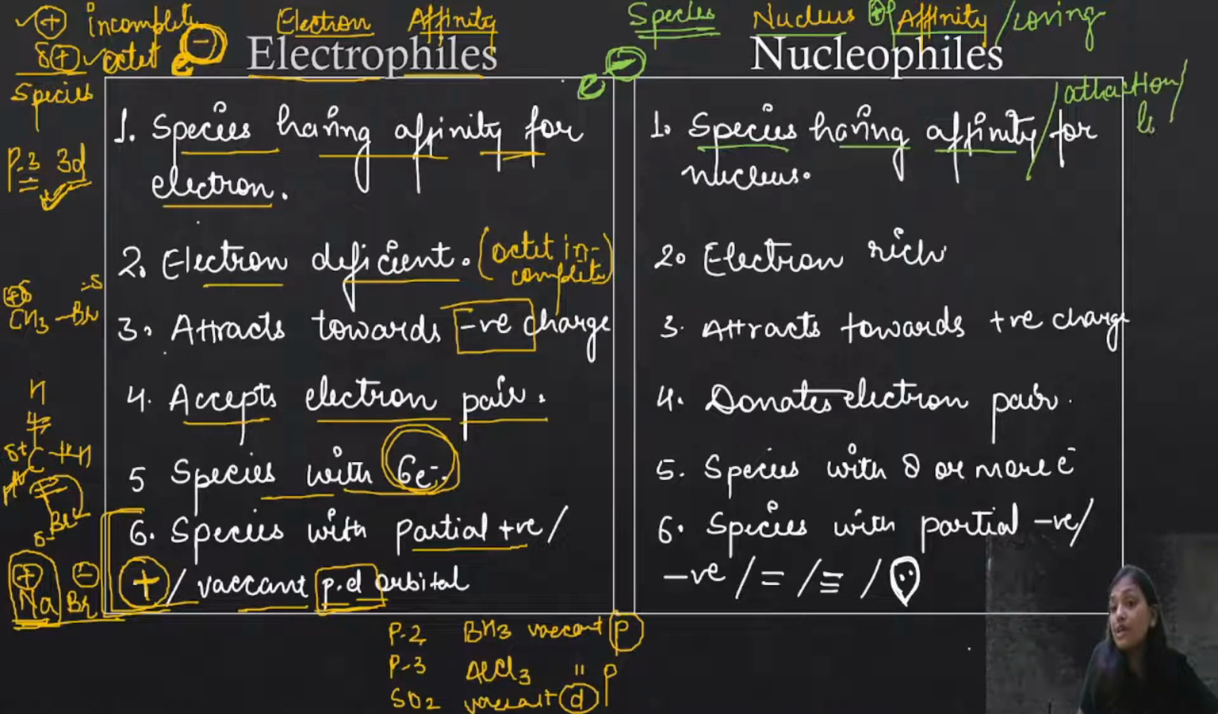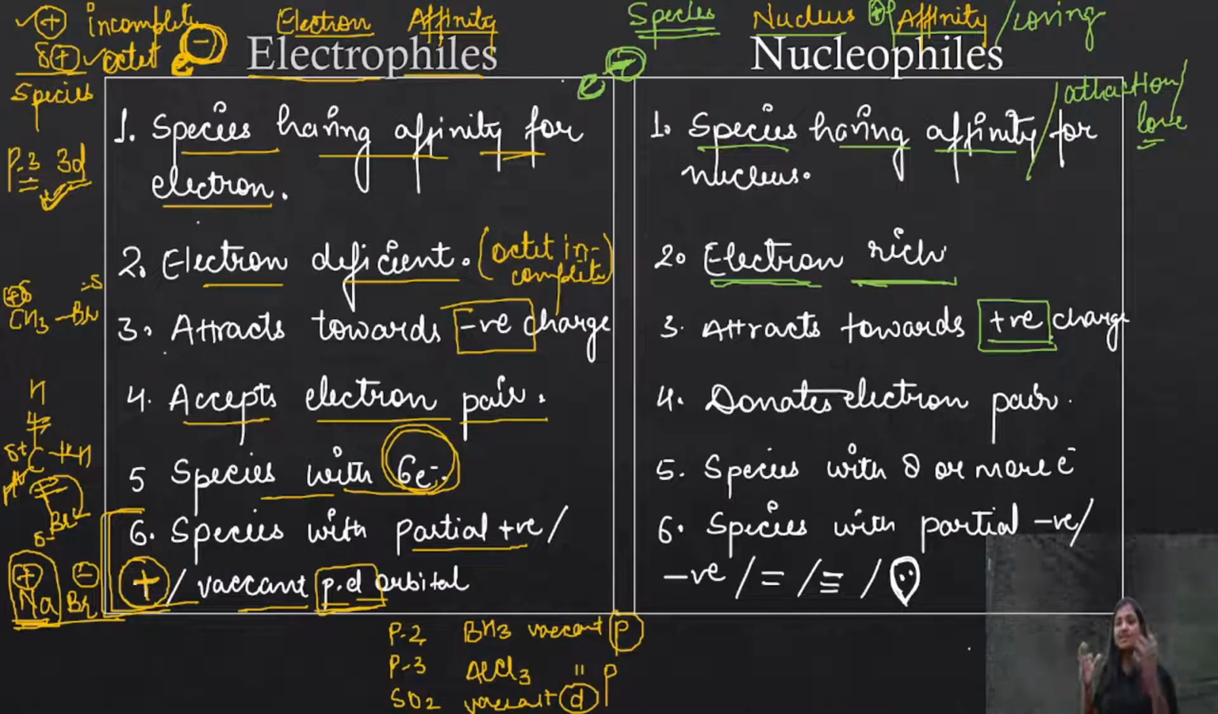So any of the species having affinity, affinity meaning attraction, or you can say love for the nucleus. In simple language, any species that shows affinity, attraction or love towards the nucleus. Now who can show love towards the nucleus? Any of the species which is electron rich. Absolutely, any species which is electron rich, having more electrons, could be considered a nucleophile. Any species that shows attraction for the positive charge, because neutrality is the law. Any species bearing a negative charge will show attraction towards the positive, because opposites attract, like charges repel. So any species that is attracted towards positive charge is said to be nucleophilic in nature.